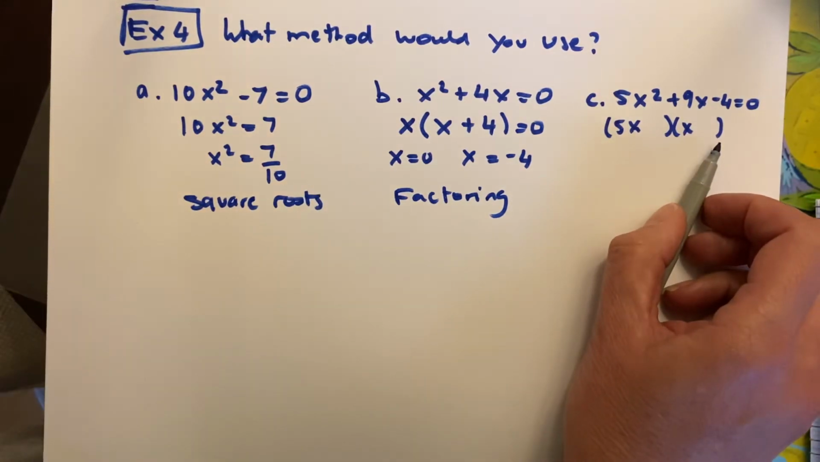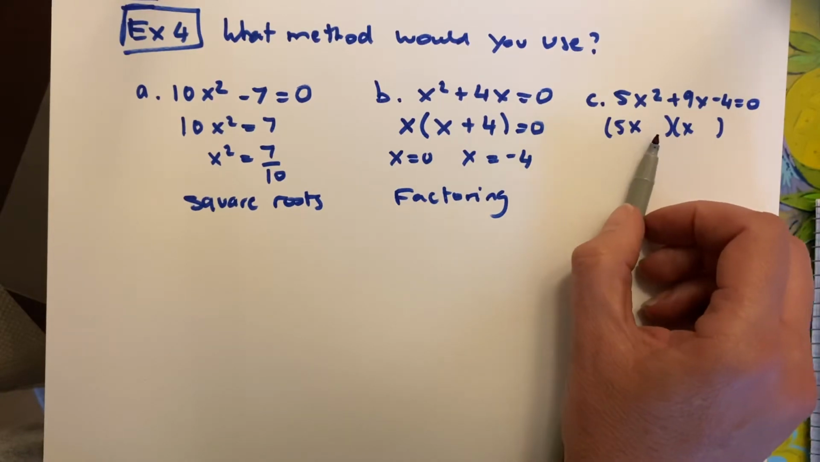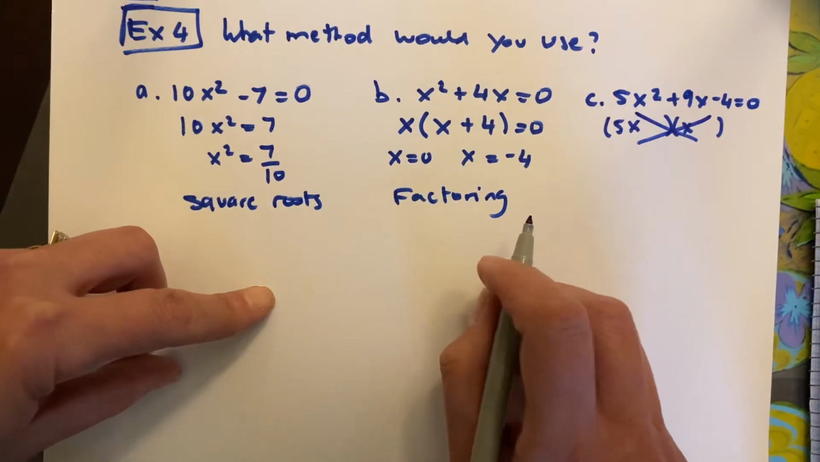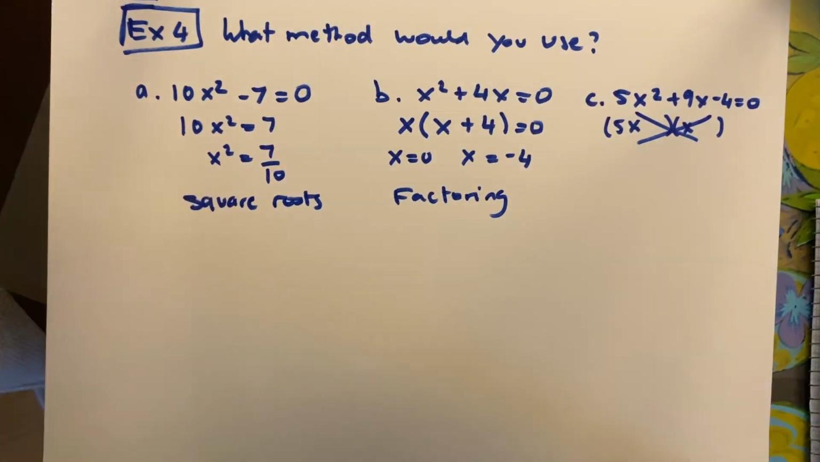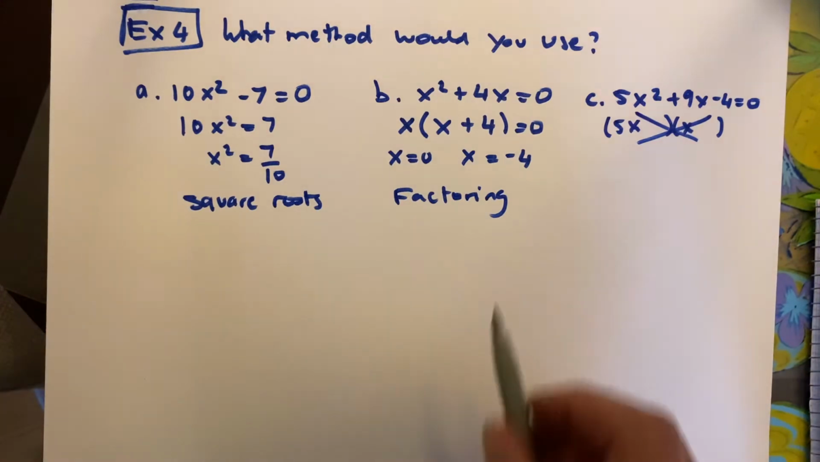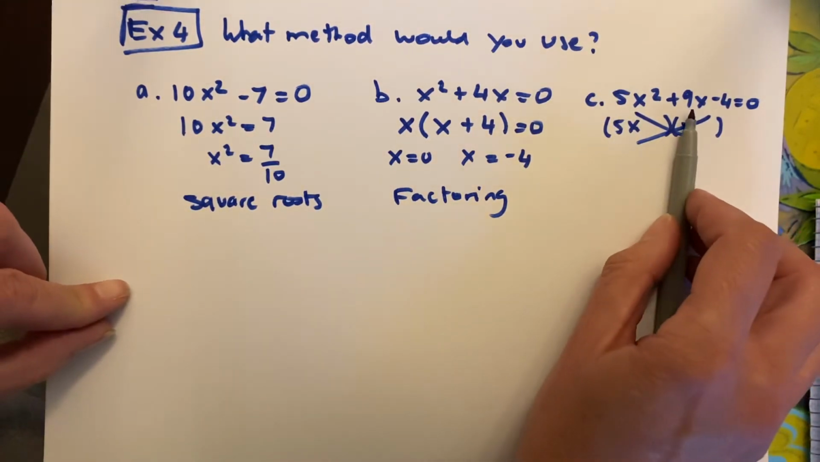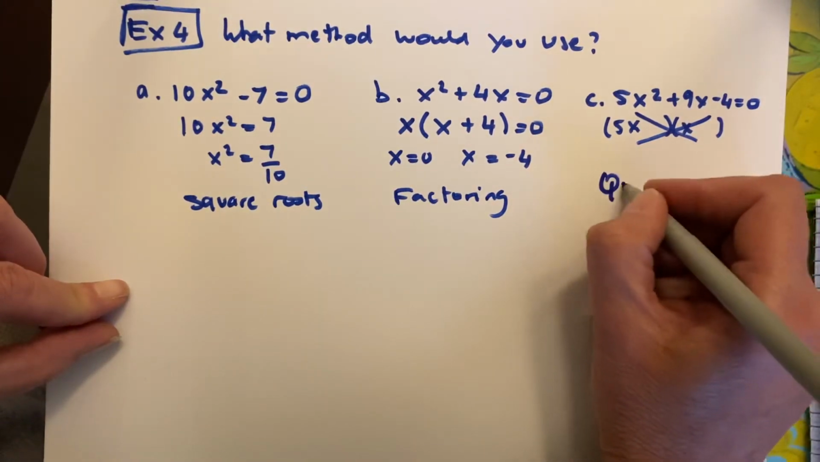2 times 10 minus 2, that's not going to give me an 8. 4 times 5 is 20. Yeah, no, factoring's not going to work. Square roots isn't going to work. Graphing, I want a real answer. Completing the square, yikes, I have a 5 here. This is not an even number. Clearly, this is where I'm going to use the quadratic formula.